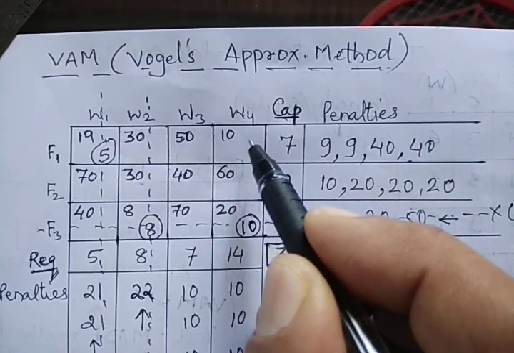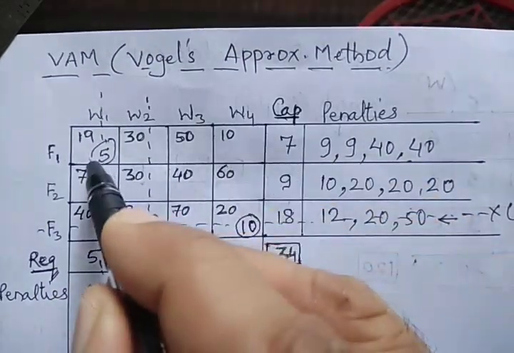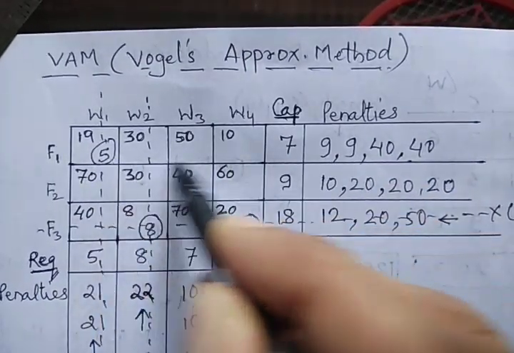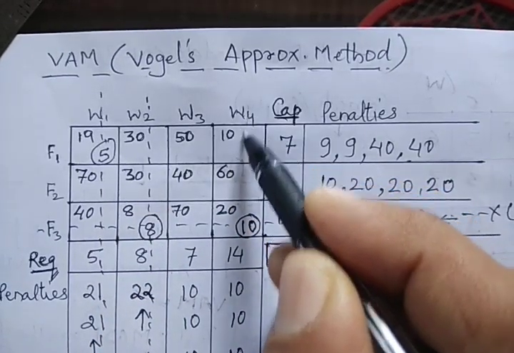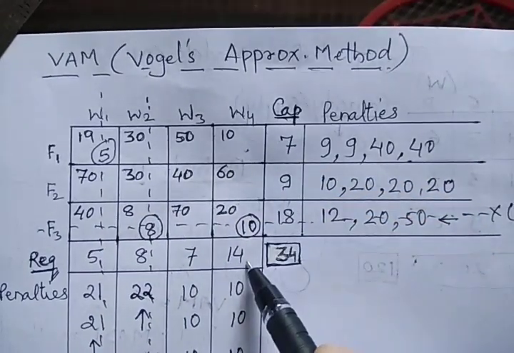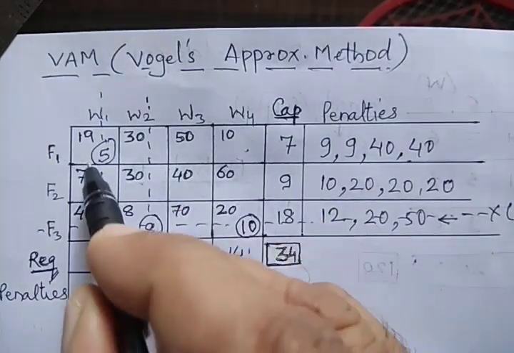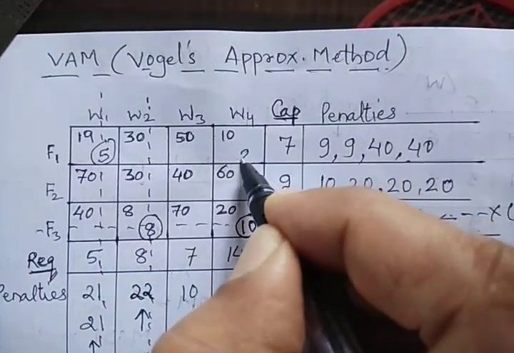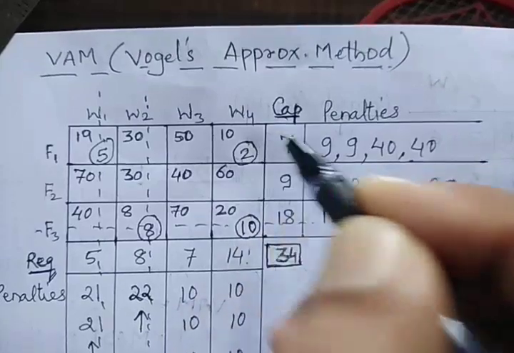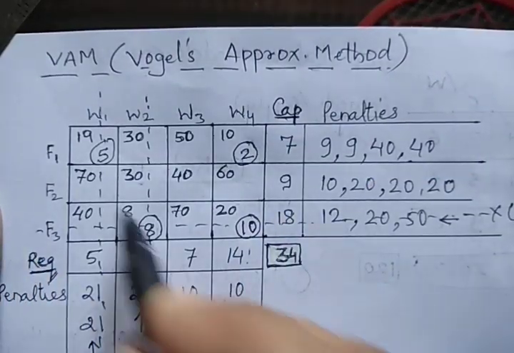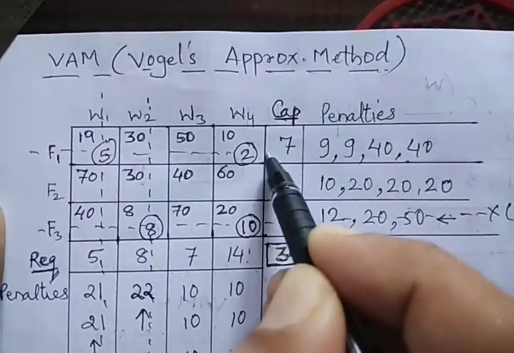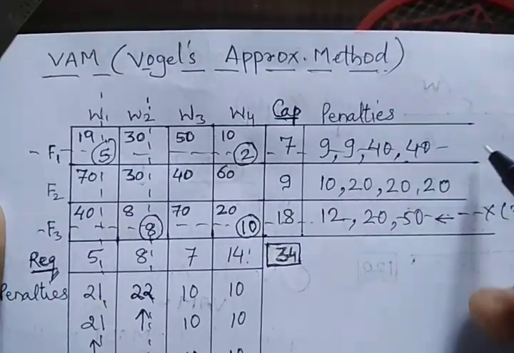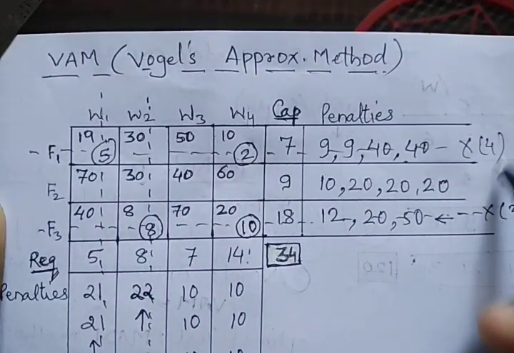How much you can do the allocation? It is F1, W4. In F1, remaining capacity is 2, because 5 is there here. In this cell, W4's requirement is 4 now. It is 4. But available is 2. So I will do allocation of 2. And now row is satisfied. 5 plus 2, 7. So this can be deleted. Row is satisfied. This can be deleted.